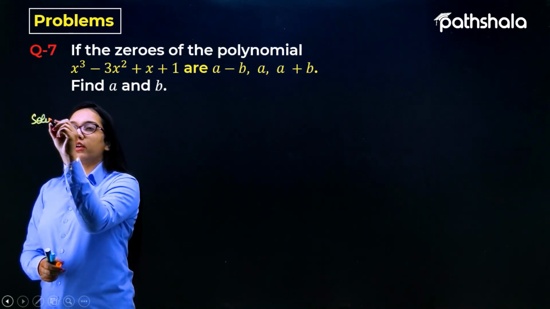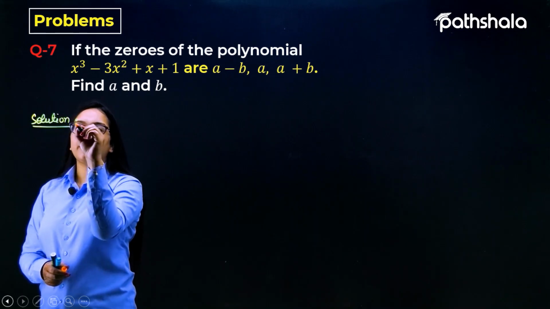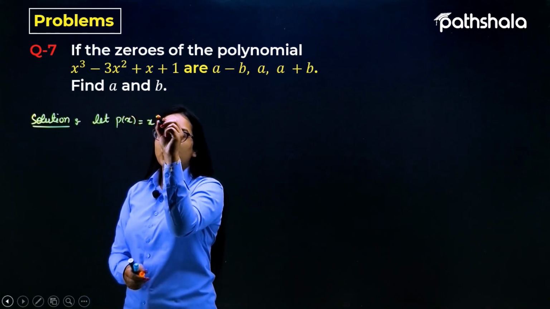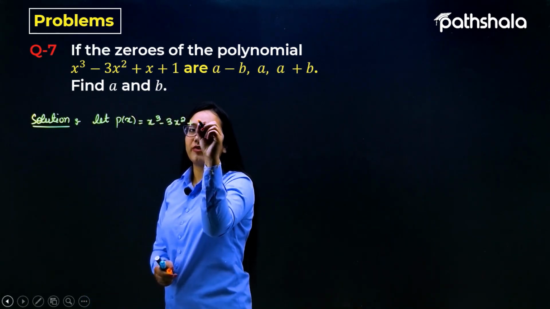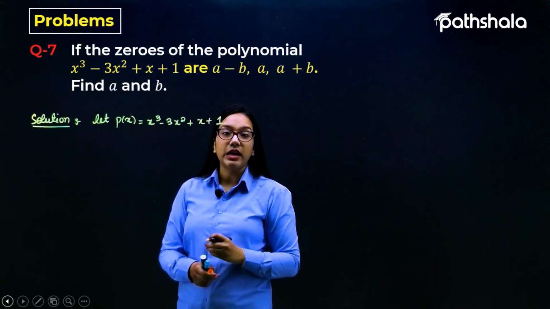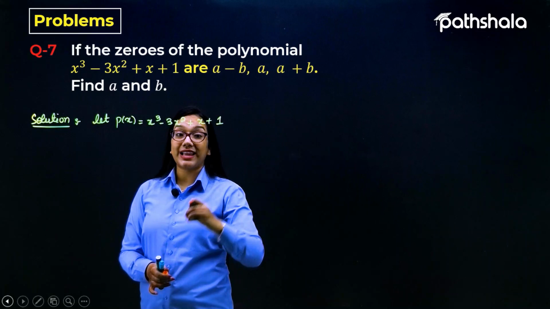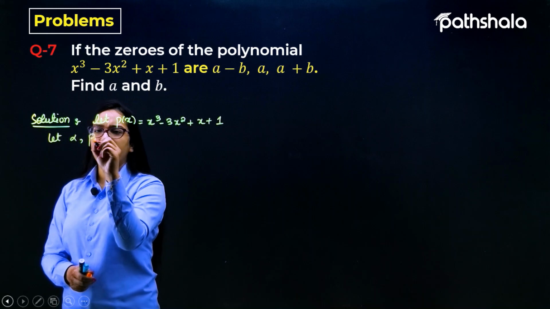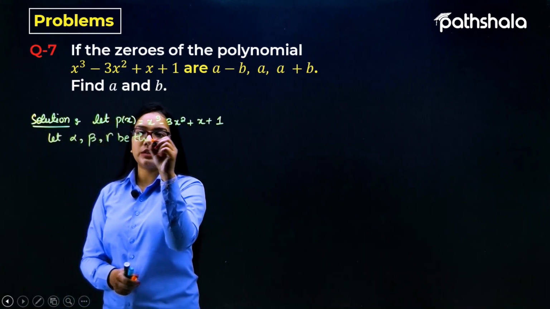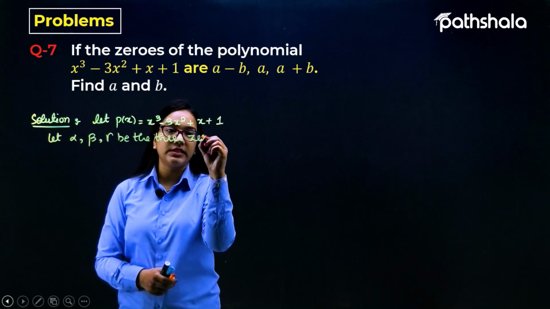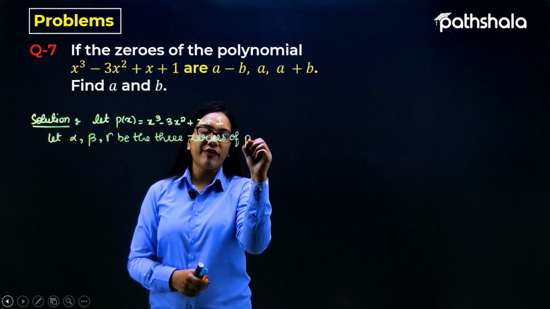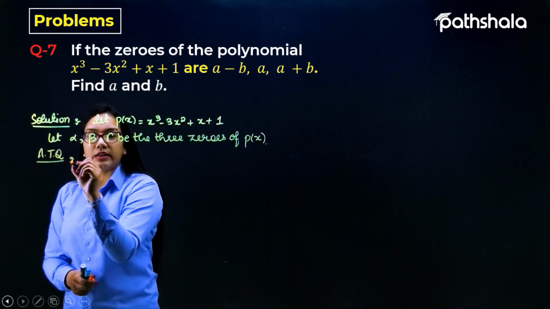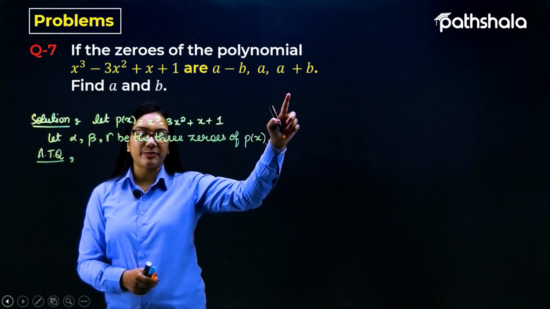First of all, let us take the polynomial as p of x. So let p of x be equal to x cube minus 3x square plus x plus 1. It says that the zeros of the polynomial are given as a minus b, a and a plus b. So let alpha, beta, gamma be the three zeros of p of x. As according to the question, a minus b, a and a plus b are the three zeros.